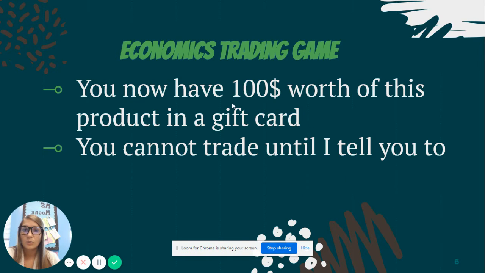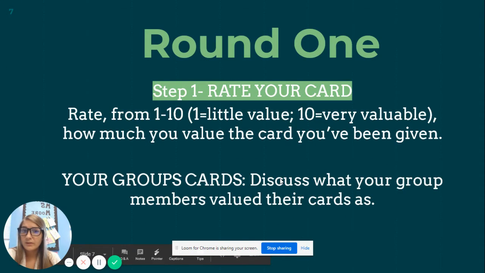And then once you have your good, you now have $100 worth of this product in a gift card. If we were in class, I would have physically given you the gift card, but for these purposes, pretend it's like an e-gift card. You cannot trade until I tell you to. So we have 3 rounds of this game.